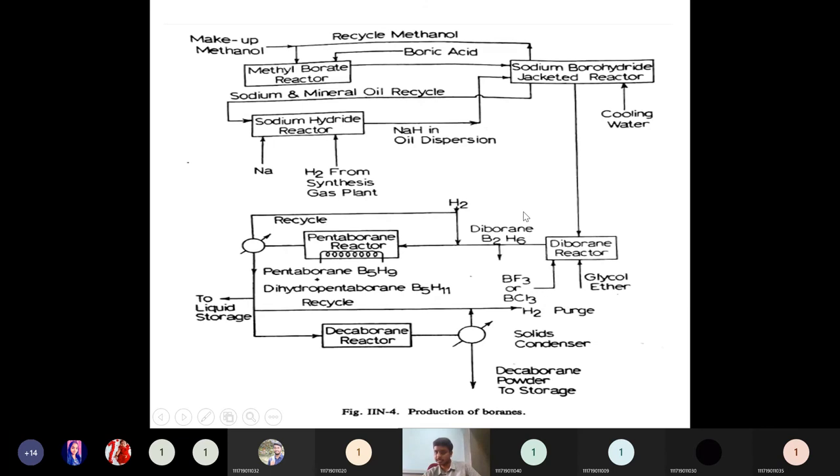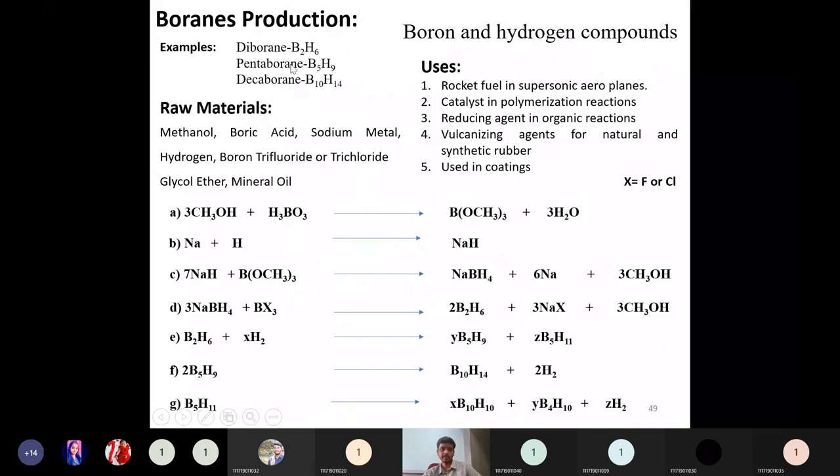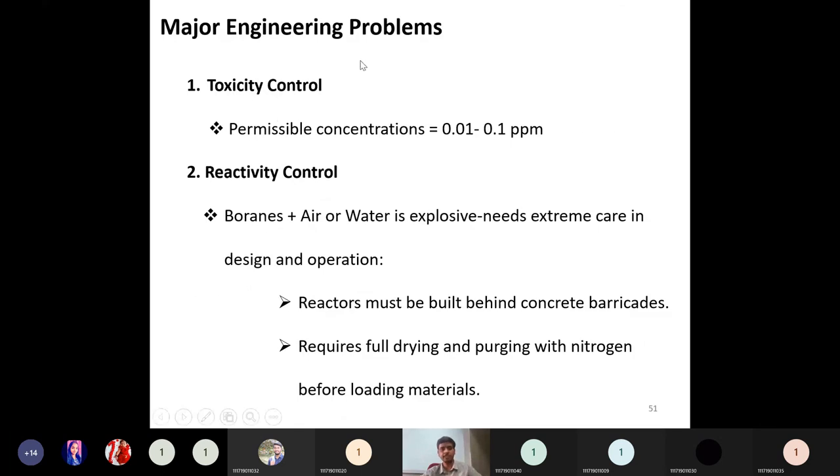Okay, there are three products. One is diborane, next is pentaborane, and third is decaborane. These three are the high energy chemicals which are used: diborane, pentaborane, decaborane. Okay, any doubts until here? So all these reactions I have given here. Clear, sir. Okay, then last is the major engineering problems.